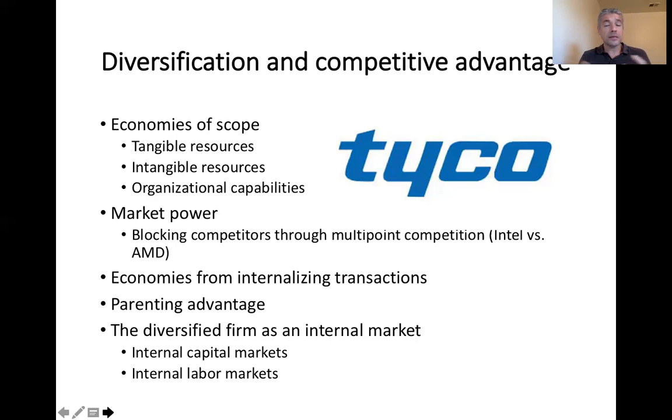You may get your competitive advantage through economies from internalizing transactions, right? Again, you don't need to renegotiate, redraft the contracts. There's no legal compliance. There are many savings that come with diversification and sort of vertical control and same ownership.